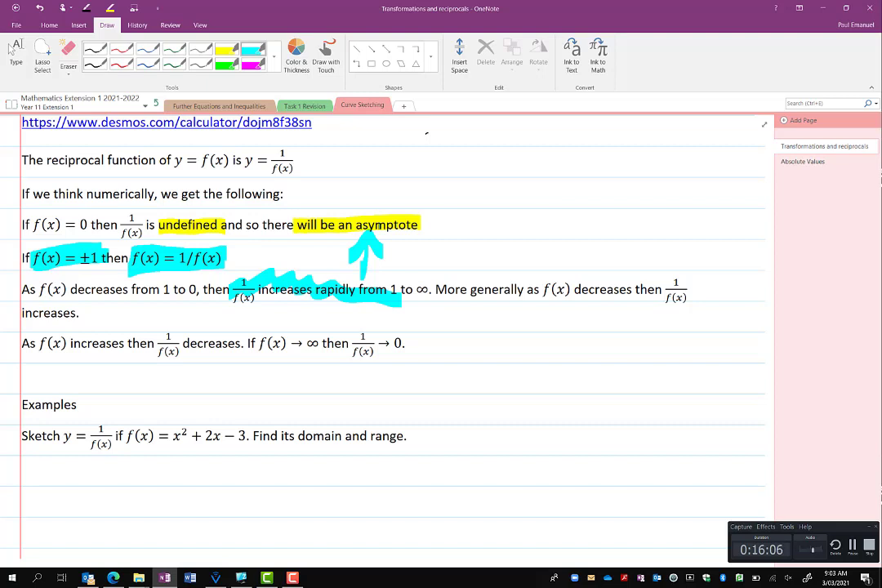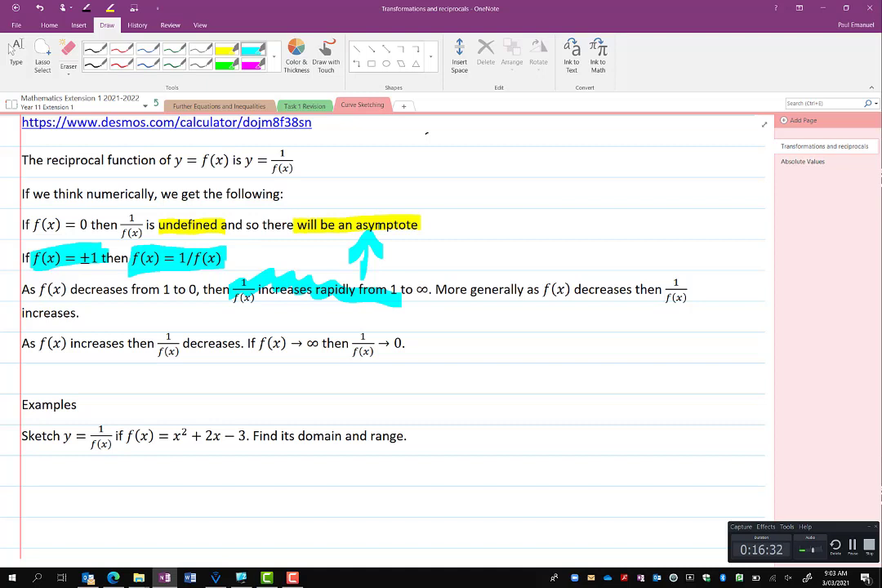And as a general rule, if f(x) is decreasing, and I should really have absolute values there, but that'll just make you more confused, I think, then 1 on f(x) is increasing. Okay? So basically it's the opposite. So if your original is going to go up, then your reciprocals are going to go down. And then the opposite is true as well.